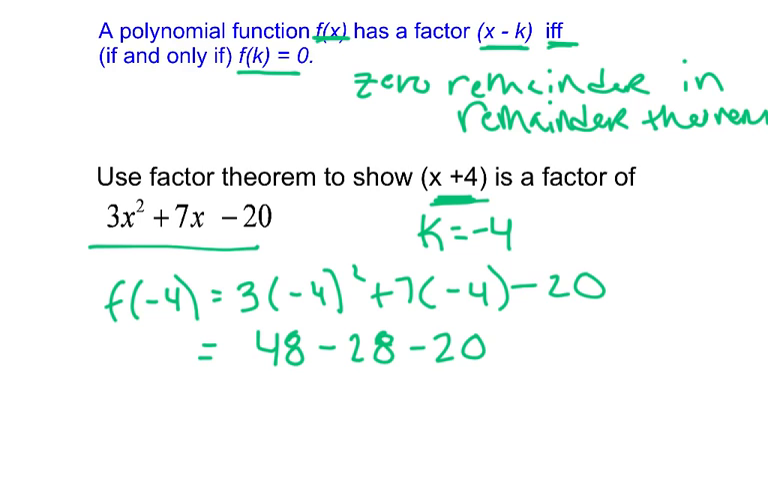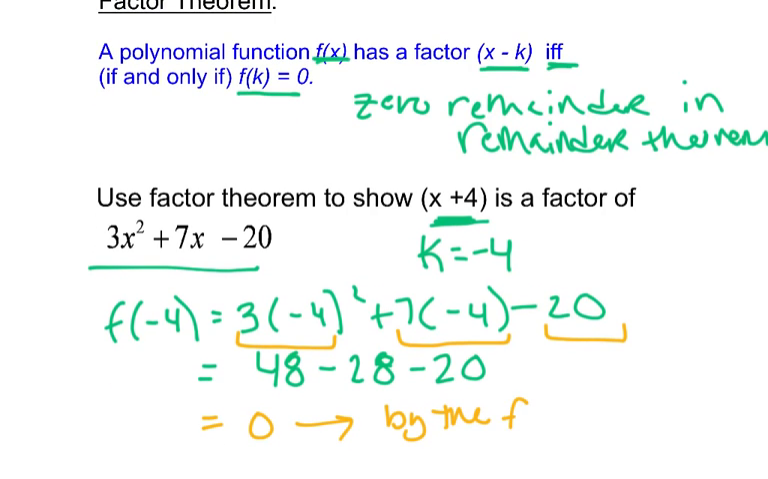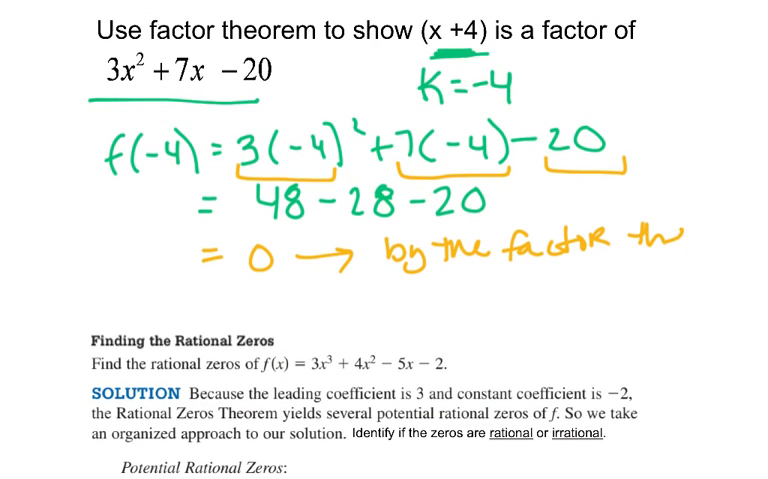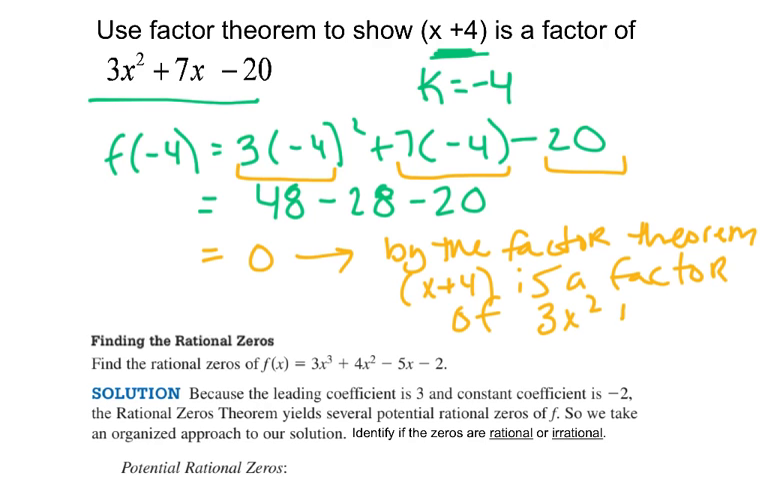So usually when you're solving, you break it up into what's separated by addition or subtraction. And then it turns out 48 minus 28 minus 20 is in fact 0. And so because this ends up being 0, we have now determined by the factor theorem, so we're calling it the factor theorem, though the factor theorem is technically the remainder theorem, that x plus 4 is a factor of 3x squared plus 7x minus 20. Just a statement there.